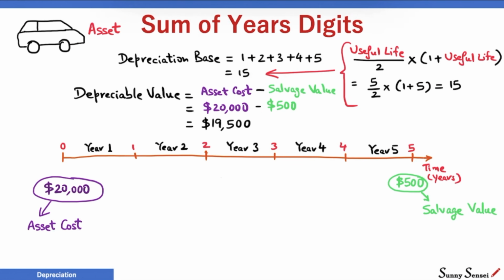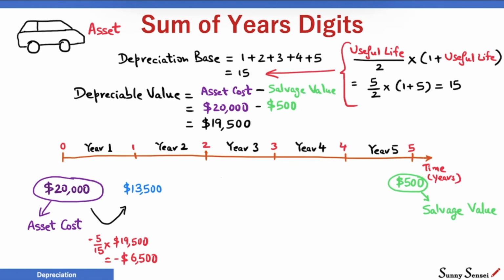How do we split this depreciable value across the useful life of the asset? We have a base of 15. In the year 1, we use 5 out of 15. 5 by 15 of 19,500 is the depreciation in year 1. The number is $6,500. We should put a minus sign. Depreciation decreases the value of the asset. The asset value after 1 year is 20,000 minus 6,500 or $13,500.